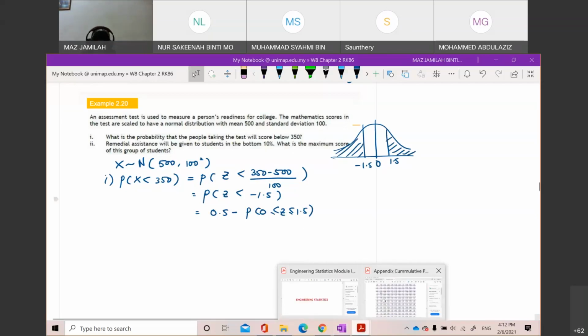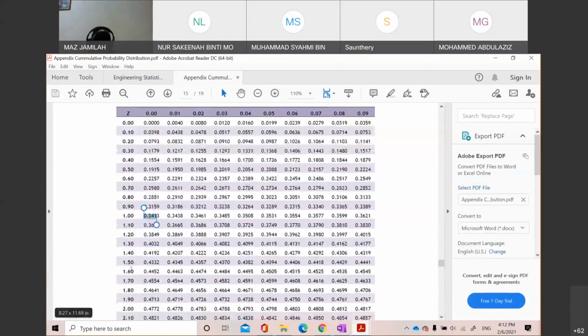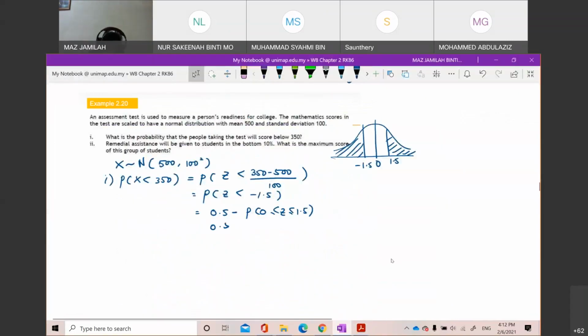Of the first table, 1.5, so 0.4332. So this will be given by 0.0660. Okay, so that is the probability of people taking the test and scoring below 350. It is a small chance, very unlikely, that people taking the test will get less than 350.